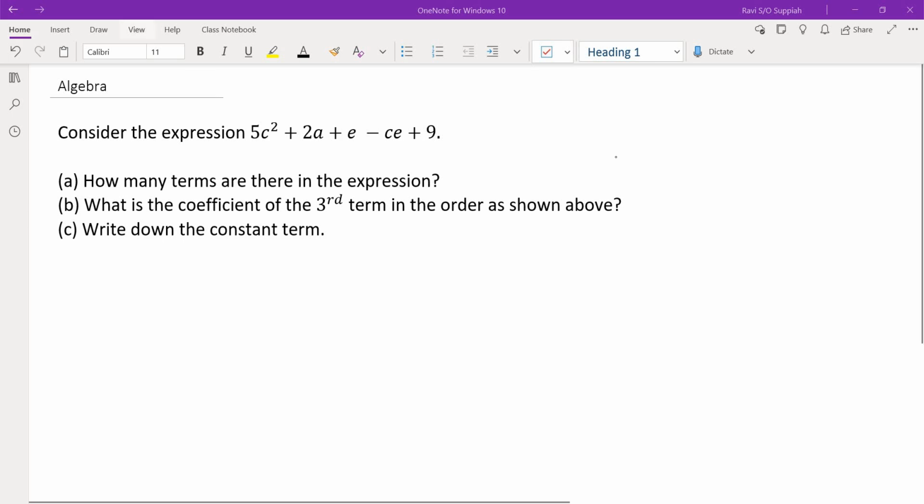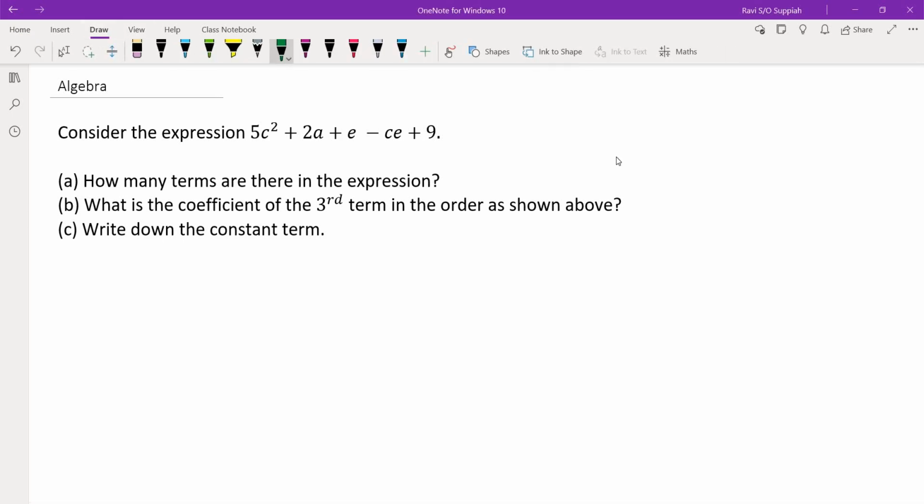Let's look at this algebra question here. Consider the expression 5c squared plus 2a plus e minus ce plus 9. Okay, so the first question here is how many terms are there in the expression?